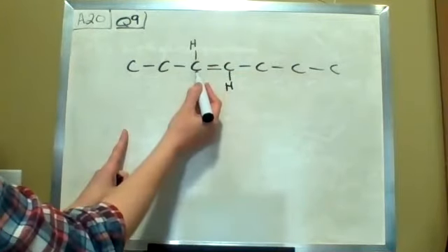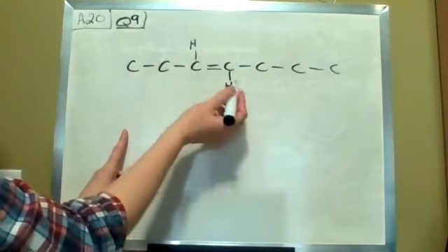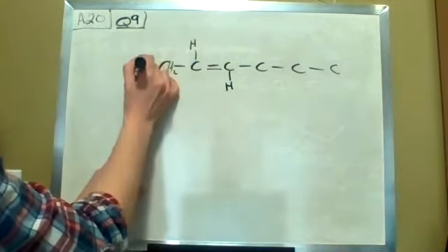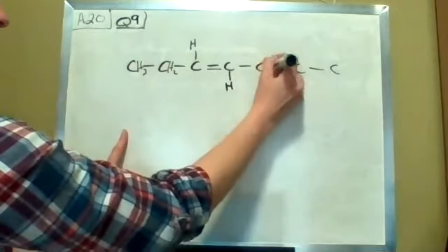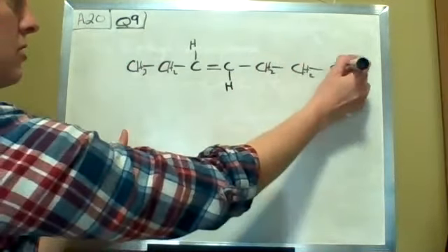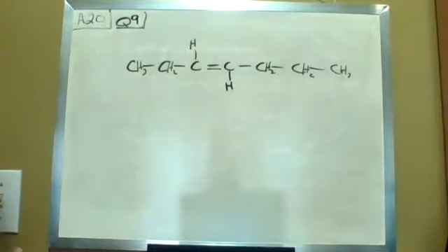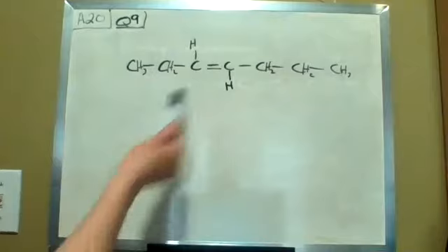Remember, each carbon needs to have 4 bonds to it, so I had to add an H here, add an H there. And of course, you're going to have CH2, CH3, CH2, CH2, CH3. So the rest of it doesn't really matter. Now it's all about how this is spread out.